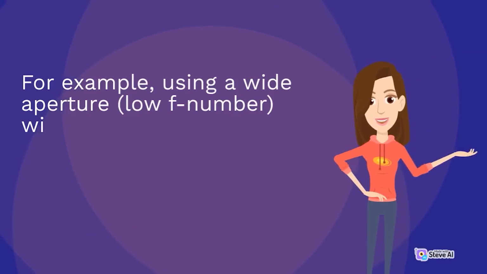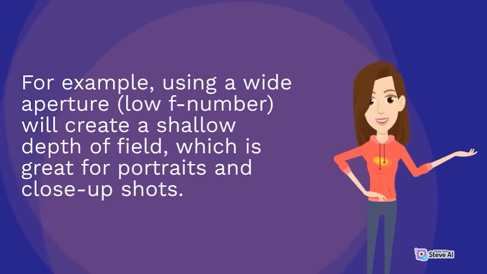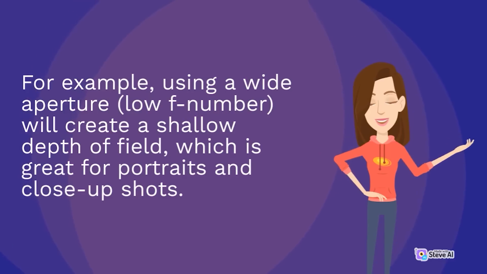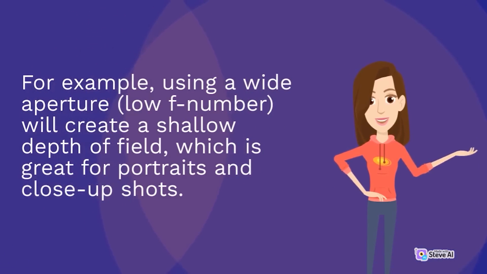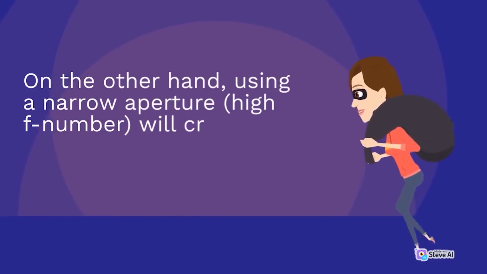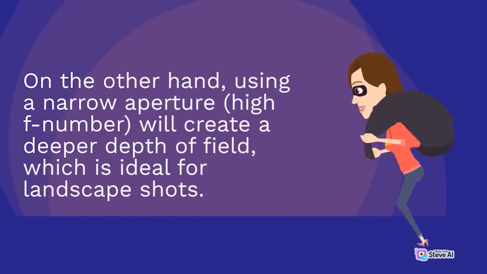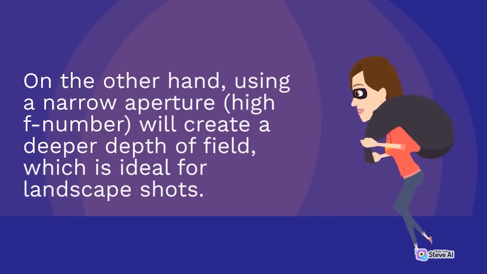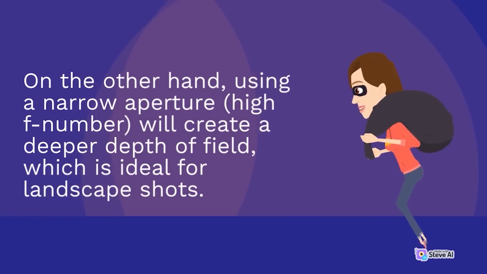For example, using a wide aperture, low f-number, will create a shallow depth of field, which is great for portraits and close-up shots. On the other hand, using a narrow aperture, high f-number, will create a deeper depth of field, which is ideal for landscape shots.